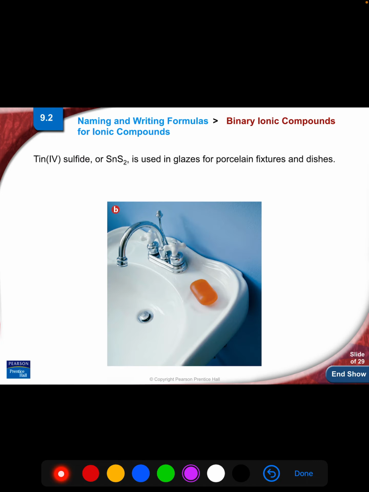Tin(IV) sulfide: here the IV indicates that this is Sn4+. Sulfide is the anion of sulfur, and it has a -2 charge because sulfur is in group 6, and I would need 2 of the -2s to combine with my +4 to give me a neutral compound. So my formula is SnS2. This is how I would write it, and this is how I would say it, tin(IV) sulfide.